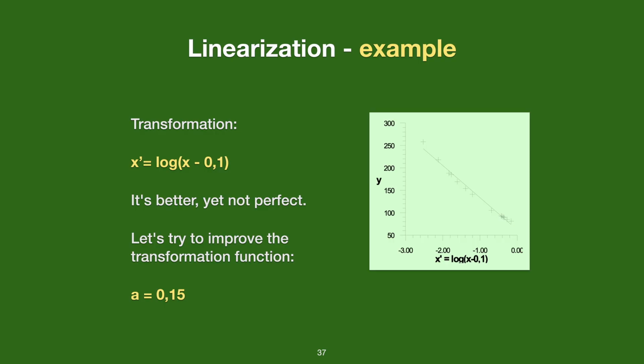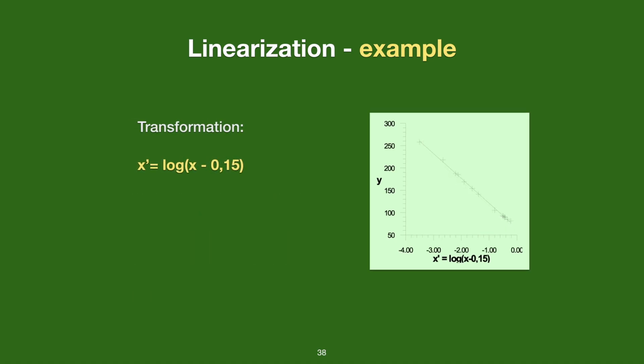Now the transformation becomes x prime equals log of x minus 0.1. The relation improves again, but the slide is refreshingly honest. It is better, yet not perfect. So we try to improve it further, now with a equals 0.15. This is exactly the same spirit we saw earlier while choosing the best offset value for normalization. Sometimes you do not hit the best transformation immediately. You move toward it step by step, using the plot as your guide. So yes, this is still math, but it is math with feedback.